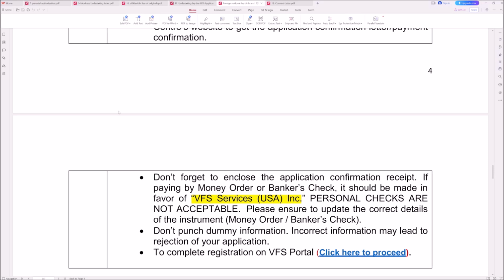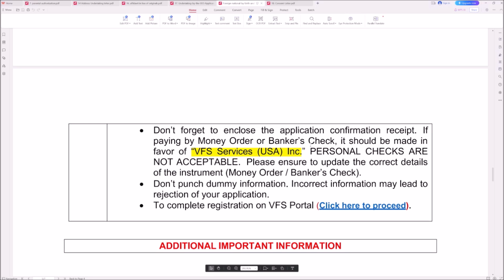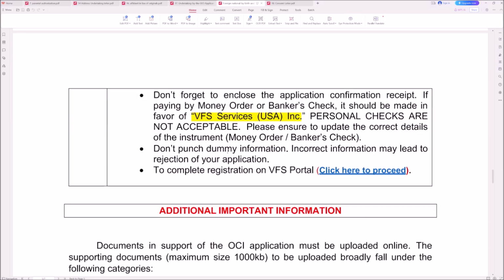And one more point over here is you cannot send a personal check as part of the payment. I would recommend everyone to make a payment online using debit or credit card. But if you want to send a money order or banker's check, that is possible, and it should be made in favor of VFS Services (USA Inc.). But personal checks are not acceptable. So this completes our checklist.